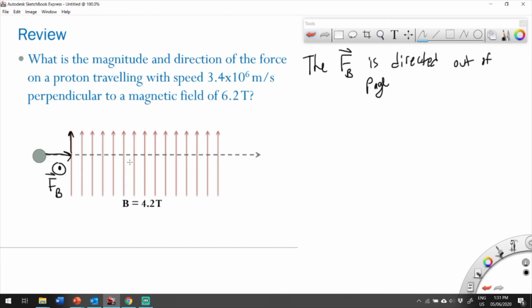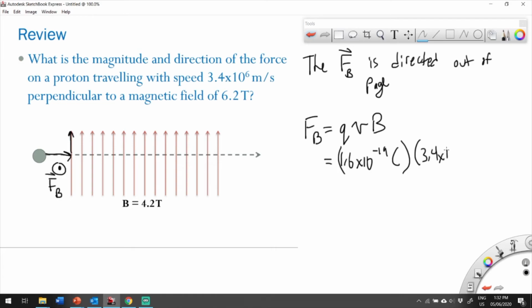So you can imagine that this proton, as it's moving through this magnetic field, is going to be pushed towards us. Now to calculate the magnitude of the force, we can use our equation, Q times V times B, and we'll just fill in some values. The proton is an elementary particle, so it'll have elementary charge, 1.6 times 10 to the negative 19 coulombs, traveling at 3.4 times 10 to the 6 meters per second, and our magnetic field is 6.2 Tesla.